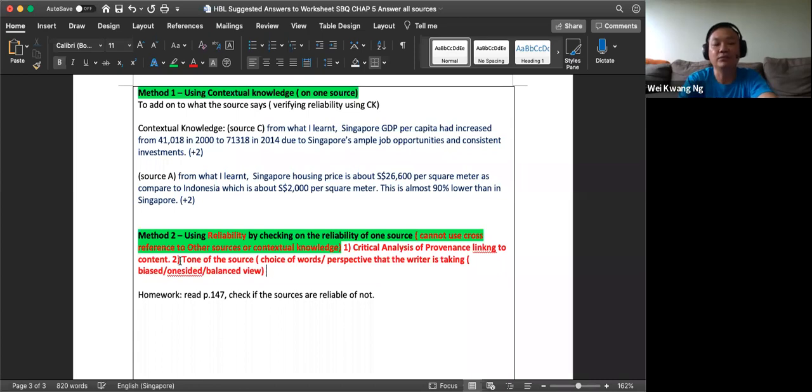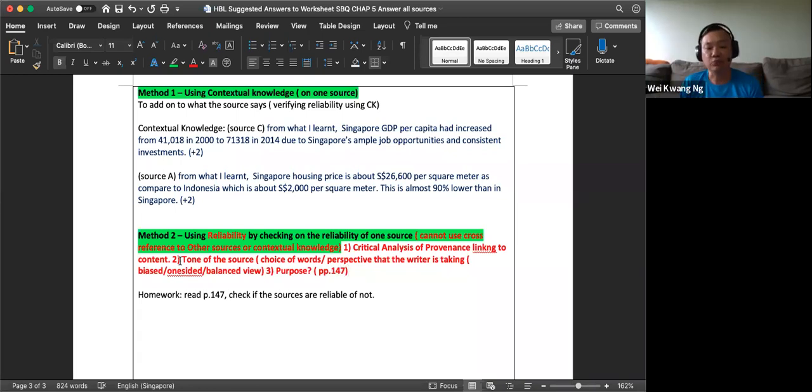Okay, so the third one that you can think about is, of course, is there a purpose? This is something that we've been talking about in our lesson. And if you're not sure what it is, this thing is also found in your textbook, page 147.